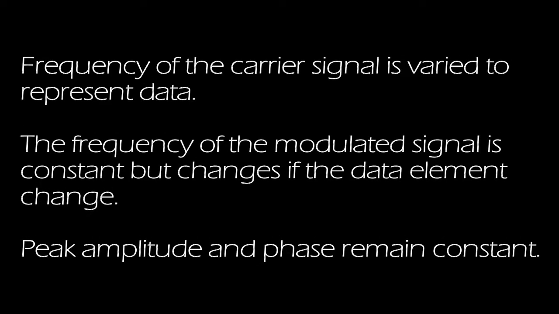Alright, so the frequency of the carrier signal is varied to represent data. The frequency of the modulated signal is constant but changes if the data element changes. Peak amplitude and phase remain constant.